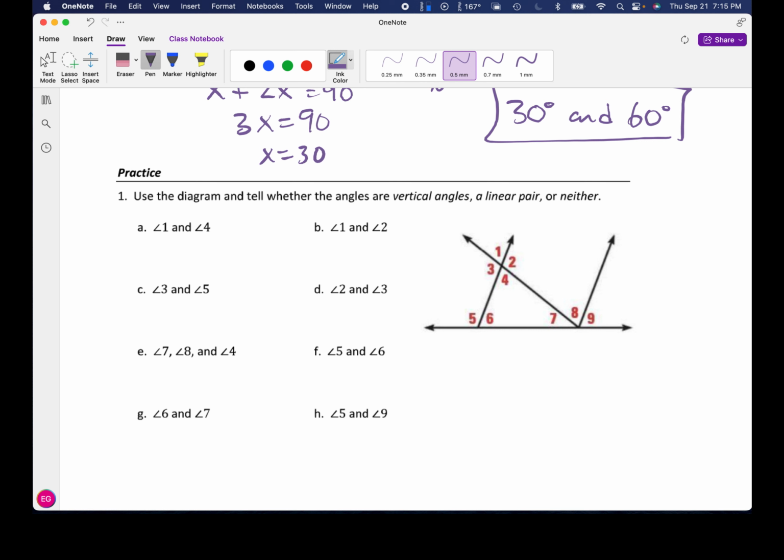And we're lucky that next class we get to do a lot of practice with this to make sure that you're feeling really comfortable with the difference between a linear pair and vertical angles, because sometimes people get them confused, and I want to give you lots of time to make sure that you don't get confused by them.